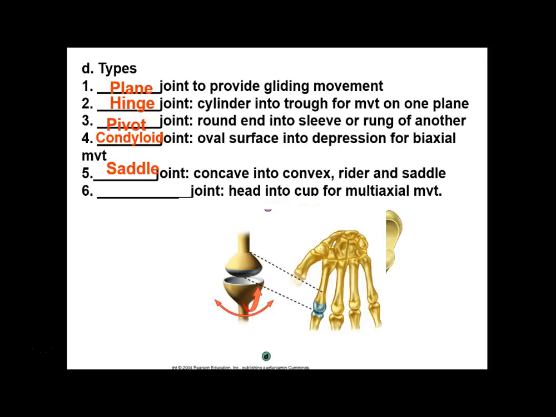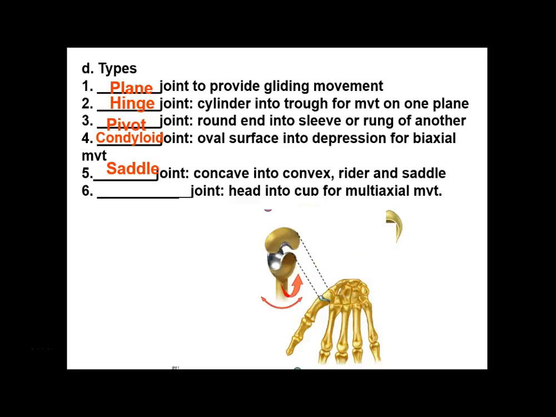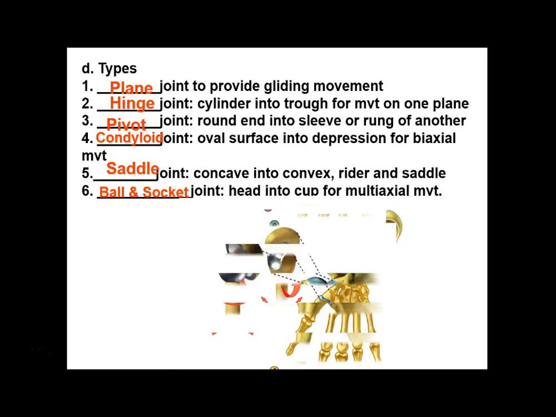A saddle joint is unique to humans because it gives you an opposable thumb. It's like a rider in a saddle, and it is the joint of your thumb, concave into convex. And then probably the movable joint you're most familiar with is the ball and socket. That would be like your shoulder joint or your hip joint, where you have a head that fits into a cup, and that gives you movement in lots of planes. It gives you the most movement of all the types of joints.